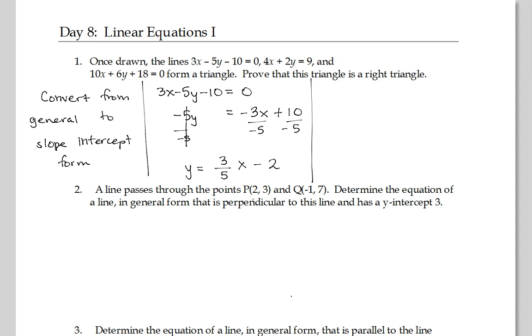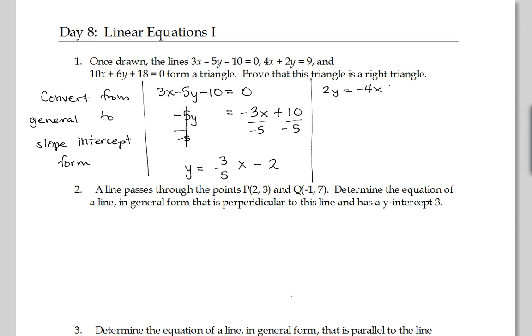Okay, so what's the slope of this line? 3/5. Okay, so now you need to find the slopes of the other two lines. Go ahead and do that now. And then you'll see if you've proved whether it's a right angle triangle or not. Okay, so what did you guys discover? What are the slopes of the other two lines? Okay, for the second one, what did you guys get?